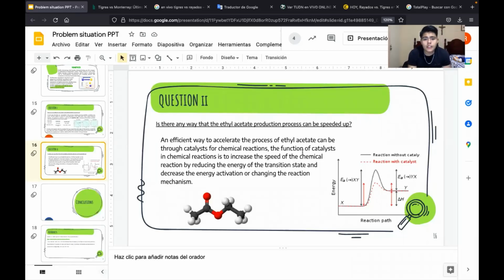Is there any way that the ethyl acetate production process can be sped up? An efficient way to accelerate the process of ethyl acetate can be through catalysis for chemical reactions. The function of catalysis in a chemical reaction is to increase the speed of the reaction by reducing the energy of the transition state and decreasing the activation energy, or by changing the reaction mechanism.